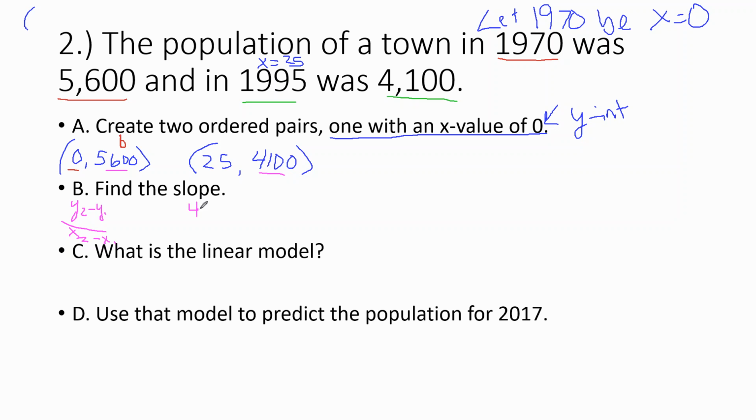Fantastic. You could have said it the other way, and it would have also been correct, because it really doesn't matter. The key is, if you start with 4,100 for your y's, you have to start with 25 for your x. That's all that matters, is that your ordered pairs are on top of each other. Mathematically, you'll get the exact same answer, no matter which way you do it. You just have to make sure your ordered pairs line up on top of each other. Okay, all right, so then we can subtract.